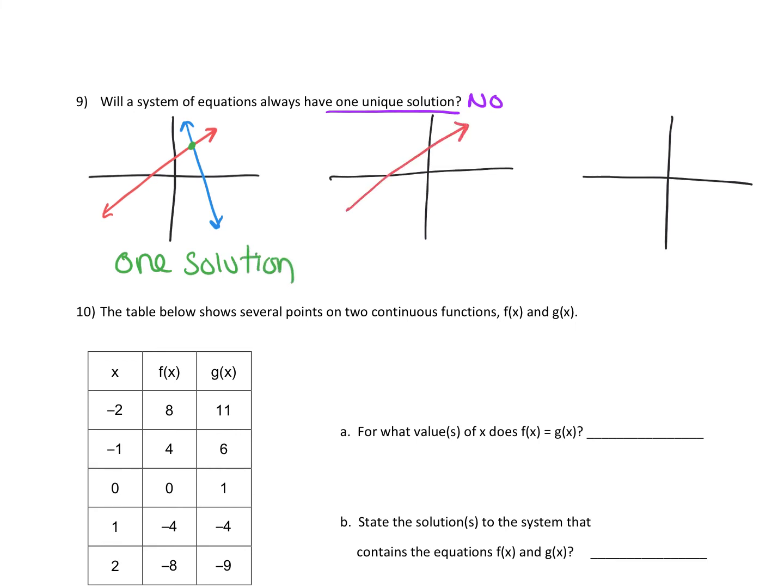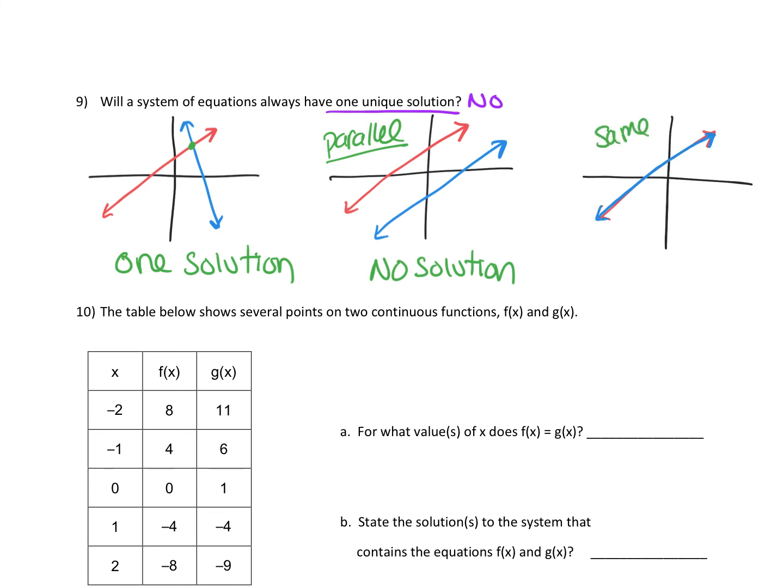Another scenario is that if I graph 2 lines, they're going to end up being parallel. And when I get parallel lines, that means I'm going to have no solution. I could also have the 2 lines really end up being the same line. So when we end up with the same line, we call that infinitely many solutions because the lines completely overlap, so really every point on the line is a solution.